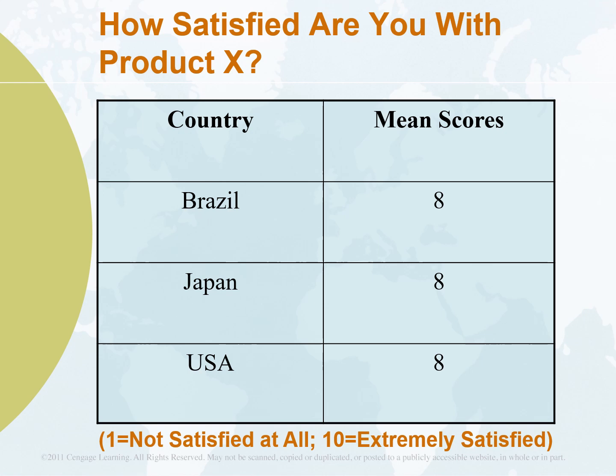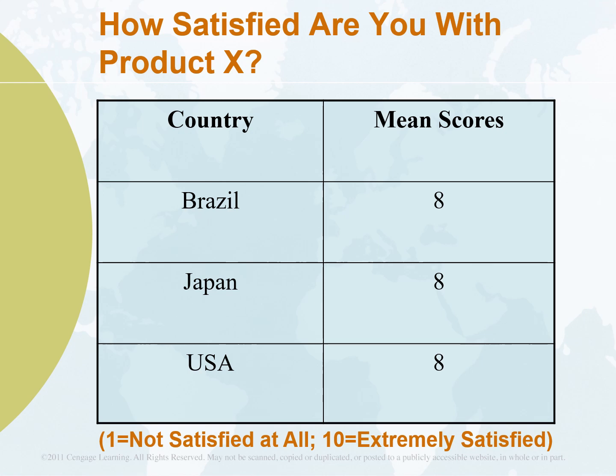Also, from country to country, even if you ask the same question to consumers in different countries and they give the same score, they may not mean the same thing. For example, you ask people in Brazil, Japan, and the U.S. this question: how satisfied are you with product X? In Brazil, Japan, and the U.S., they all gave a mean score of 8, with 1 being not satisfied at all and 10 extremely satisfied.